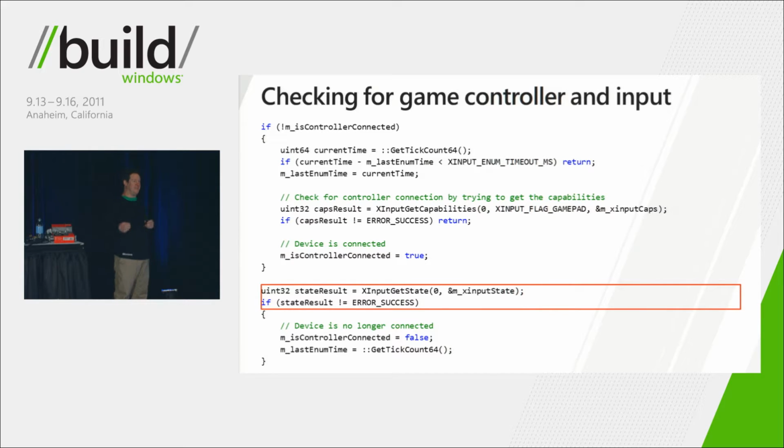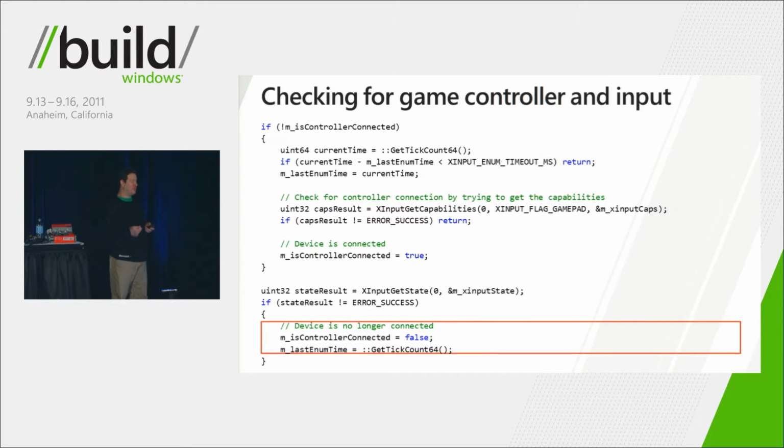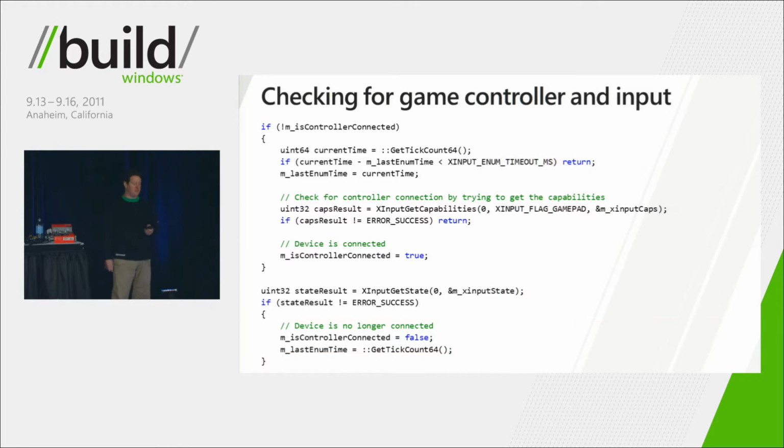Of course, if this returns success, I pass on to the next part, where I call XInput get state. This is that really simple polling function that gives you the XInput state structure. If this fails to succeed, I consider the device to have been detached, and then I go back into querying for that device every 5 seconds.